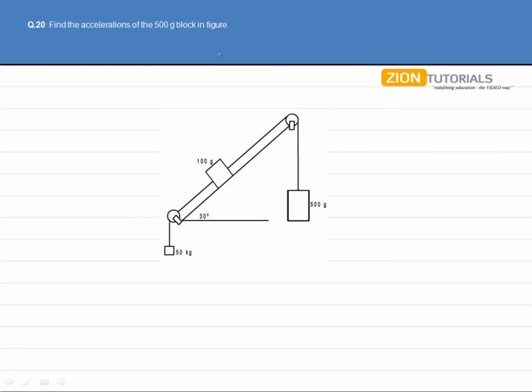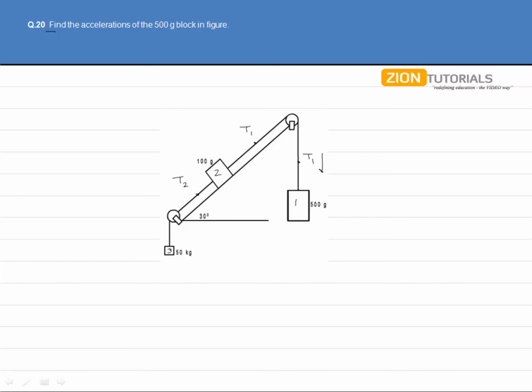As the question says, find the acceleration of the 500-gram block in the figure. Let us assume that there is tension T1 in this string. So obviously it will be tension T1 over here. And let us assume that there is tension T2 over here. Mark these blocks as 1, 2 and 3 respectively.